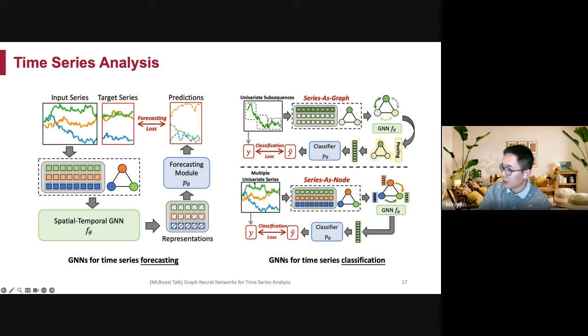And when it turns to multivariate time series, for example, you have multiple univariate time series here. You can abstract each of them as a node, so it's called the series-as-node approach. After that, again, you apply the graph neural networks. You use the GNNs to capture the interconnections between these different time series. And if your target series is this one, the green one, you can have the representation of this time series. You put it into the classifier, and you minimize the discrepancy between your predictions and the ground truth. So that is about the classification.